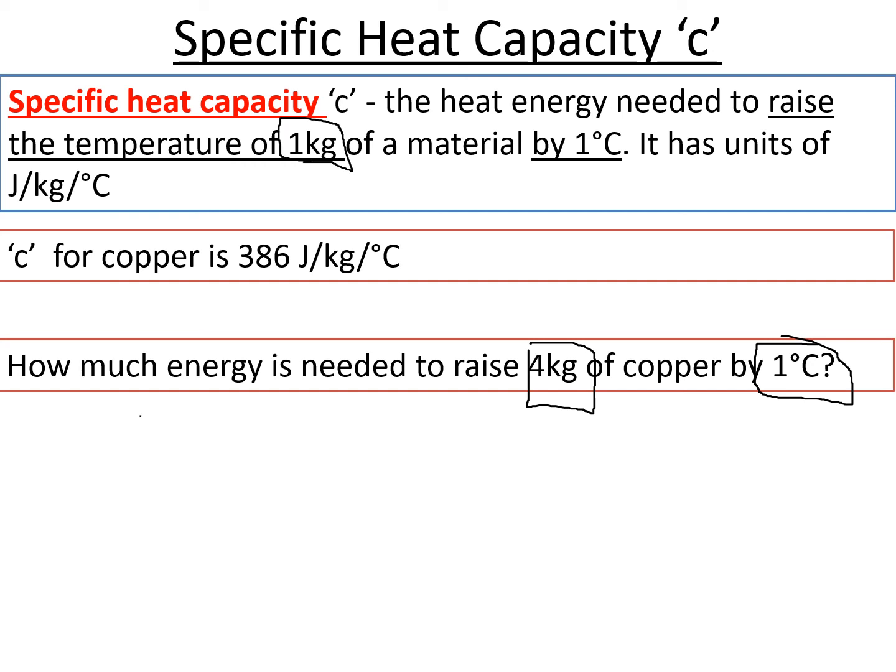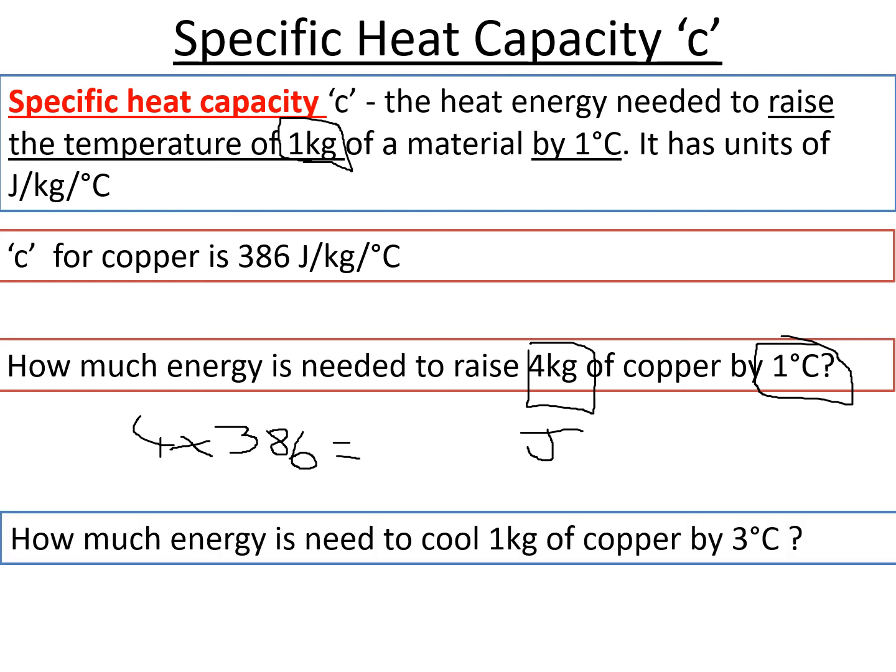Hopefully you're thinking we need to multiply it by 4, because remember, the specific heat capacity is only for 1 kilogram of a substance, but we're now using 4 kilograms. And because we're only increasing the temperature by 1, we only need to multiply by 4. So if you work that out in your calculator, you should get an answer, and the units are joules. If you're not sure about that, play the video again and have a wee think about it.